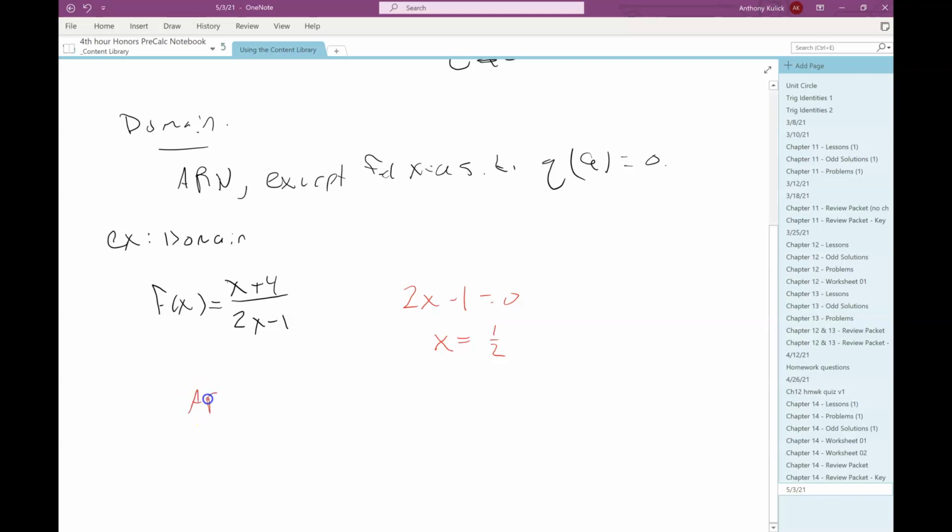So in our example then, we can say our domain would be all real numbers except for 1/2, right? But we're not going to write it that way because that's not a very formal way of writing a domain. Typically we use interval notation in doing this. How would I write the interval notation of all real numbers except for 1/2?